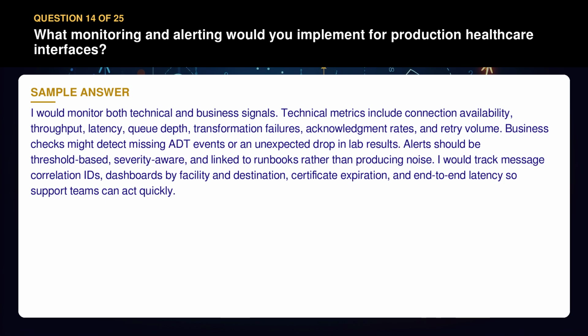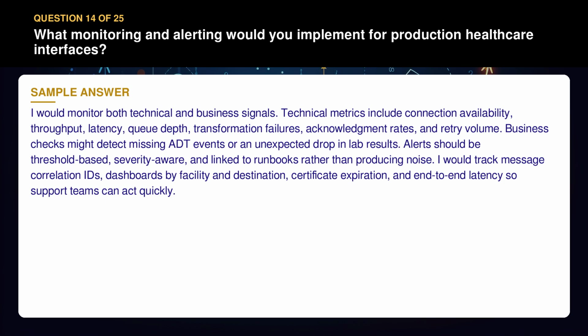I would monitor both technical and business signals. Technical metrics include connection availability, throughput, latency, queue depth, transformation failures, acknowledgement rates, and retry volume. Business checks might detect missing ADT events or an unexpected drop in lab results. Alerts should be threshold-based, severity-aware, and linked to runbooks rather than producing noise.